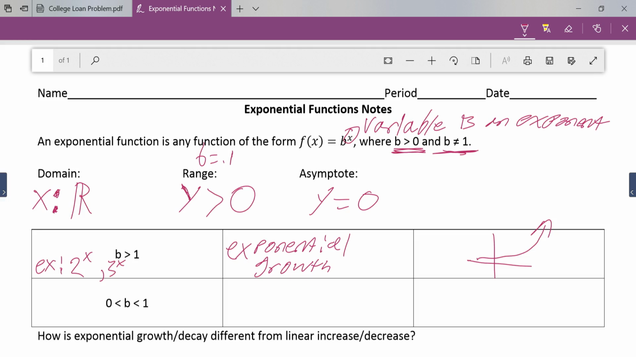For b between 0 and 1, an example would be 1/2 raised to the x, maybe 1/3 raised to the x. Maybe you've seen this one, 1 minus 0.5 raised to the x, where it's a number less than 1 that you're multiplying each time. For that one, we call this exponential decay, because we're shrinking. If I'm multiplying by 1/2 each time, then I'm shrinking the value each time. So we call this exponential decay.